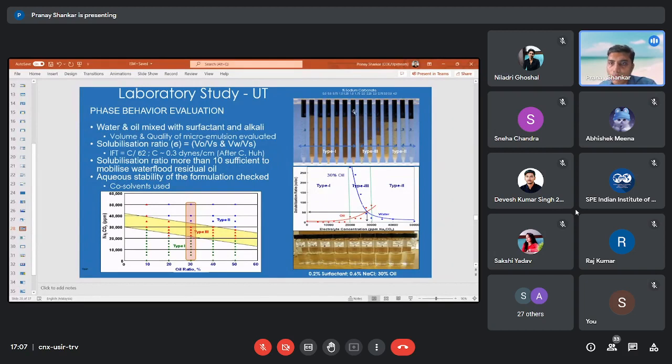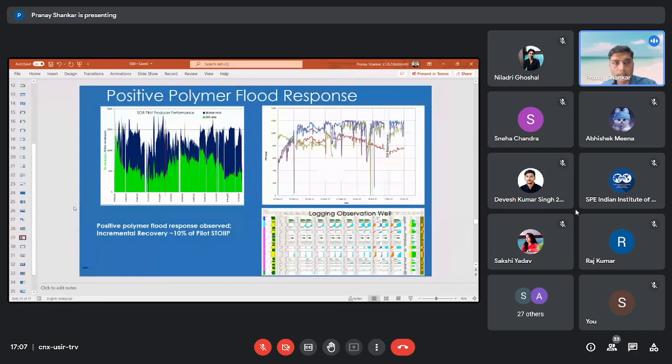So we look for this type 3 microemulsion being formed, and whatever the alkali concentration is, we call that the optimum salinity for the surfactant. So we don't go for either type 1 or type 2, but we go for type 3. Wherever we achieve this type 3 microemulsion, we select that alkali and surfactant for the ASP implementation. Once we select that, we went for the pilot implementation. And then you can see your pilot performance.